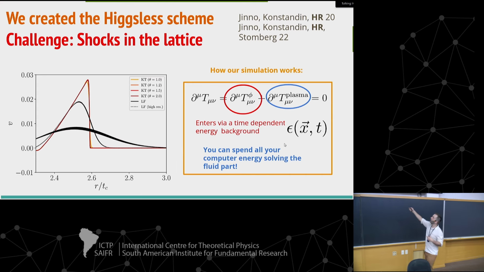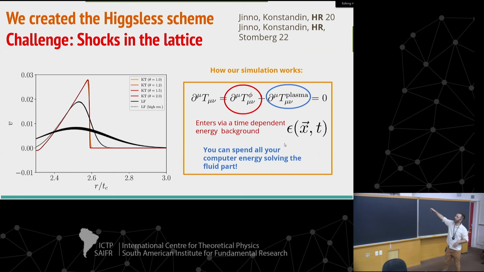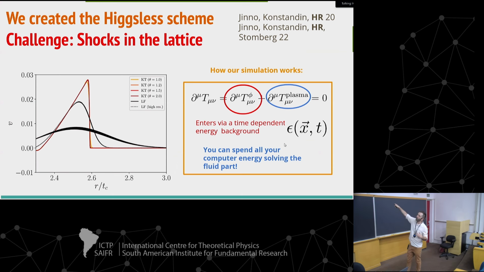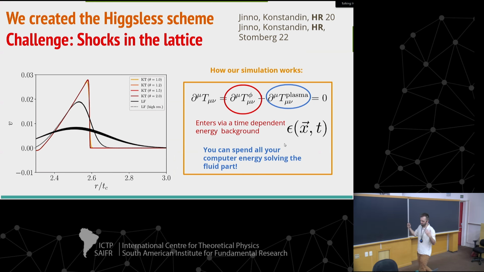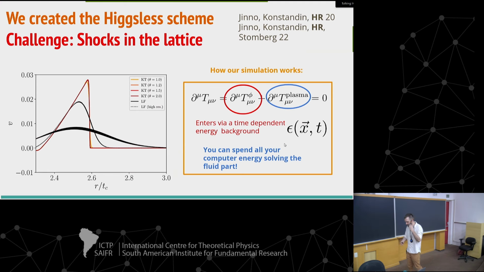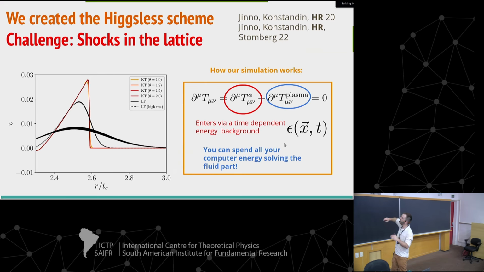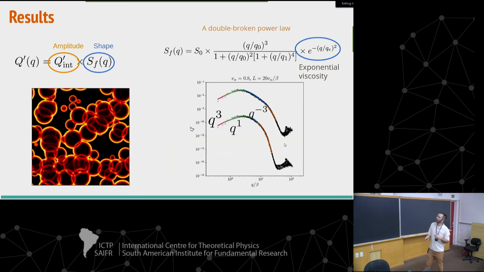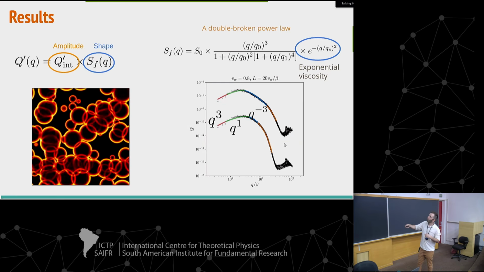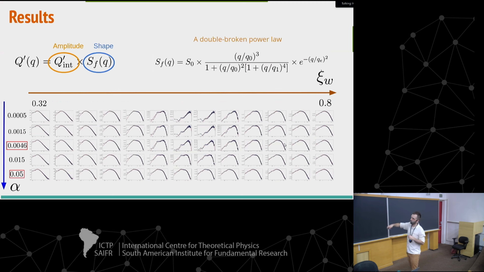We have developed what we call the Higgsless scheme, in which we basically evolve only the fluid part. I can talk more about that if you want, but you integrate out the Higgs part, so you integrate out the scalar part, focusing 100% on the fluid part. This allowed us to run tons of simulations to predict Q here. Q is the gravitational wave spectrum as a function of frequency, and what we have seen is basically this double broken power law structure, and we have run tons of simulations for different cosmological parameters.